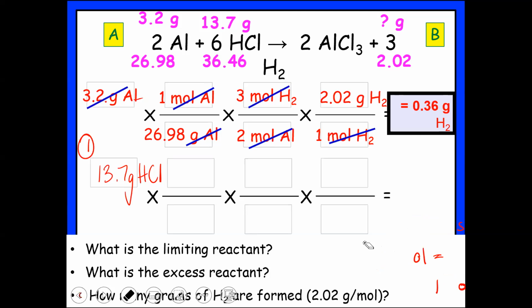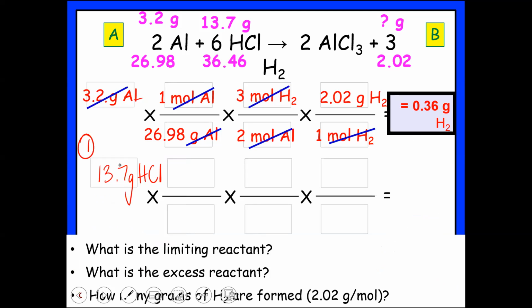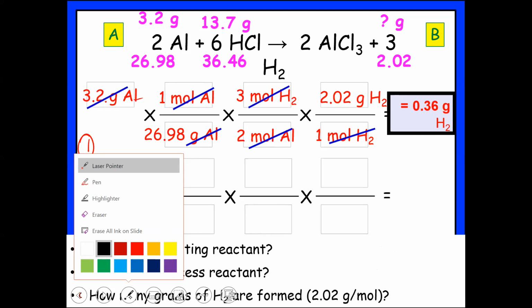Okay, so the same thing, you're going to do it again, but you're going to do it for hydrochloric acid, because we have to figure out which one is going to be our limiting and which one's going to be the excess. So it's basically the same thing that we just did. What do you guys think I'm going to put in the bottom box? 36.98.